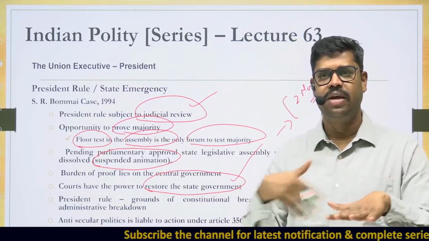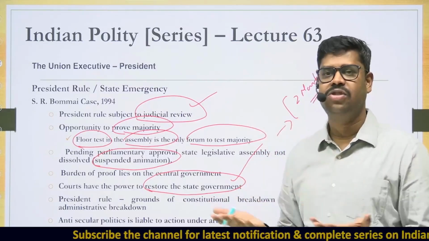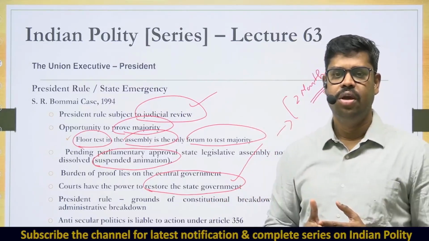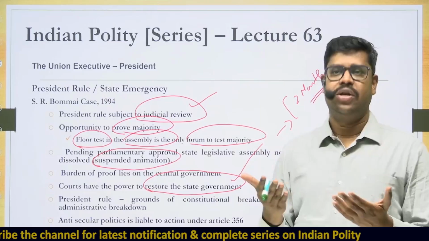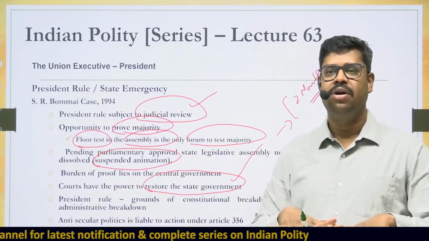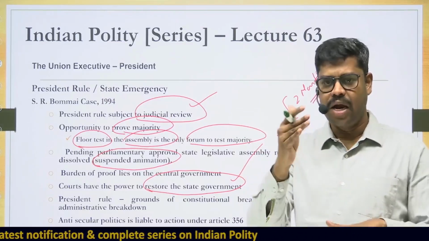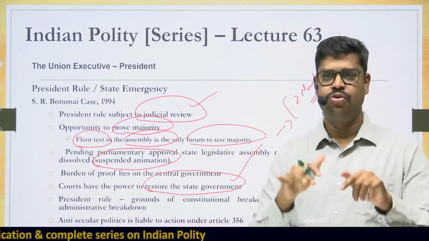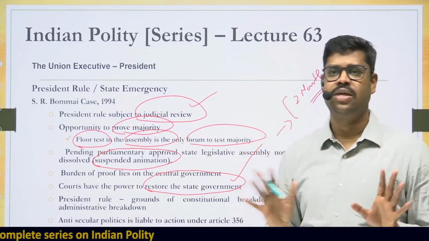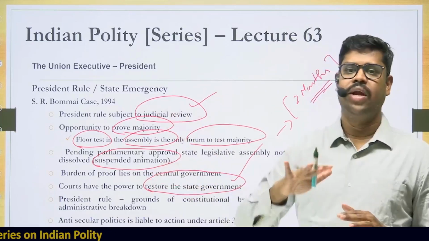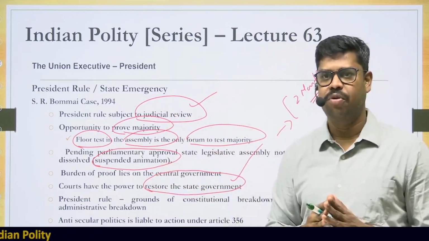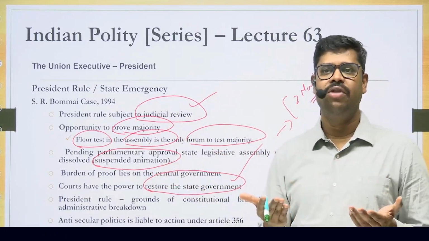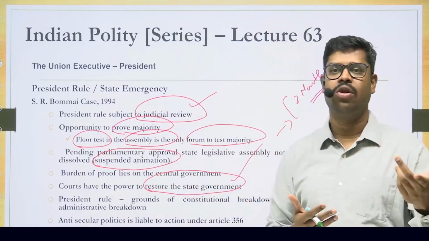The legislative assembly can elect a new government because the term of the legislative assembly is not yet over. So, in order to avoid a new election, the legislative assembly will be kept under suspended animation. But if the parliament gives approval for the imposition of the president rule, then the legislative assembly will be dissolved, then the new elections will happen, then the new government will be formed. But if the parliament did not give the approval, then the president rule cannot continue further.